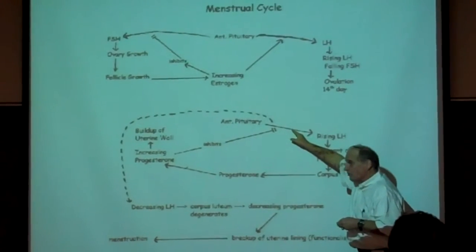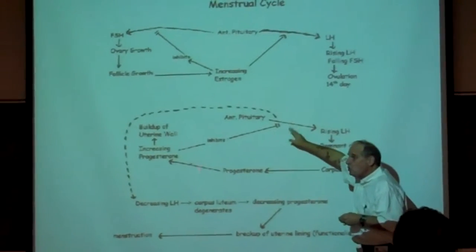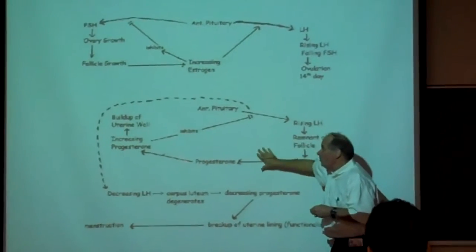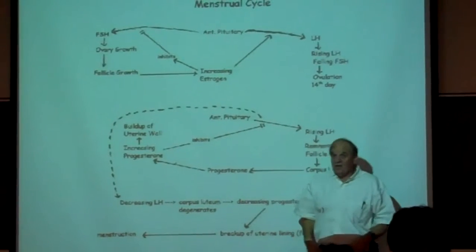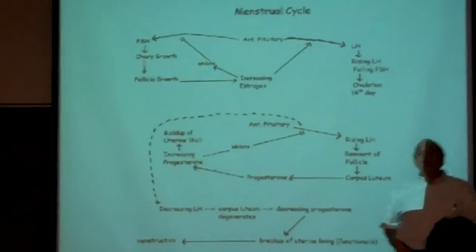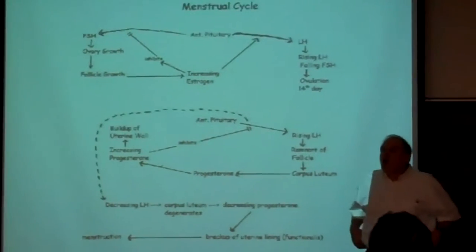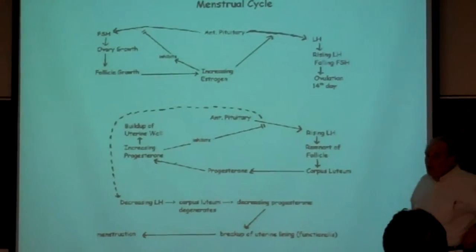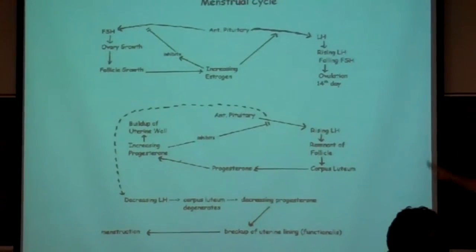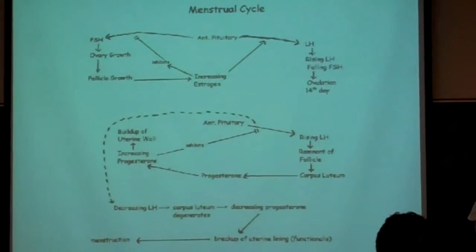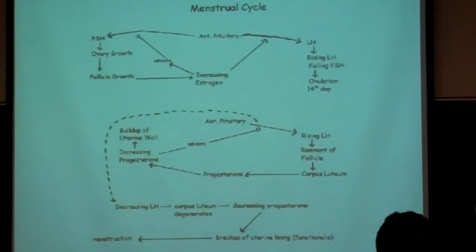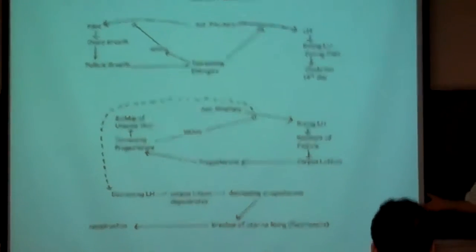If pregnancy does occur, though, then human chorionic gonadotropin will maintain all this right here. It will maintain the progesterone, and so the pregnancy can proceed. It's all hormonal. That's the way it works from a hormonal standpoint. And remember, what is shed during menstruation is the stratum functionalis.